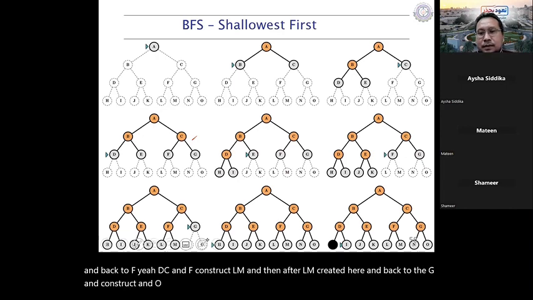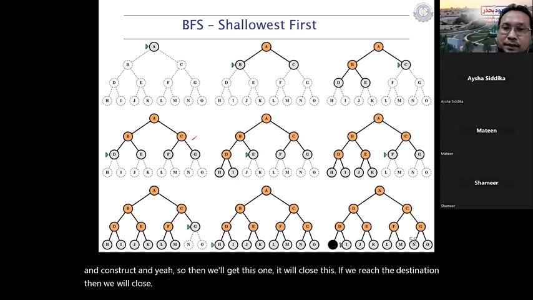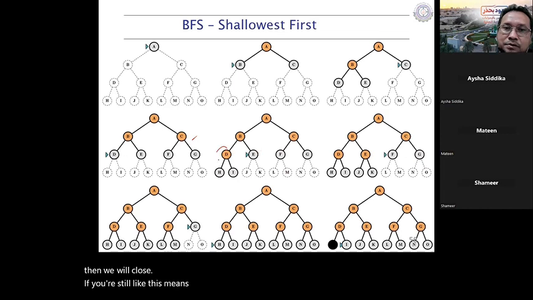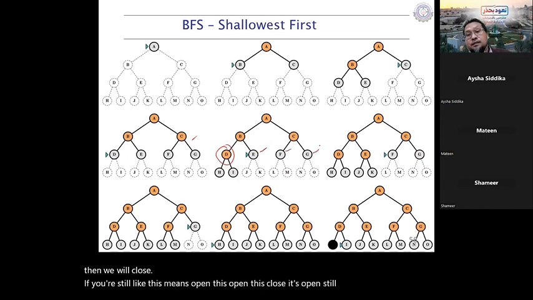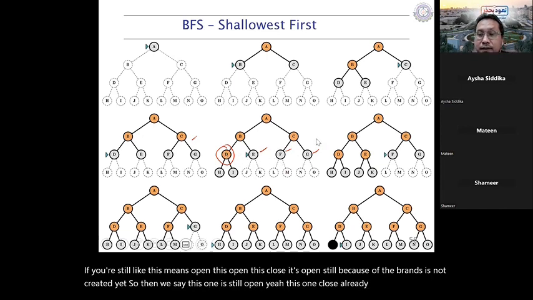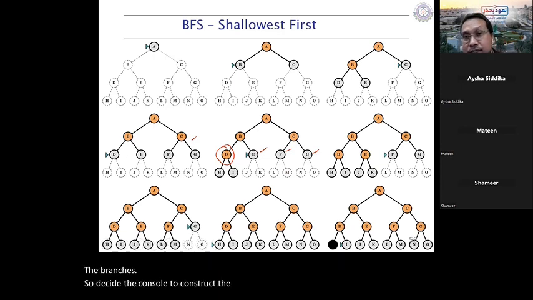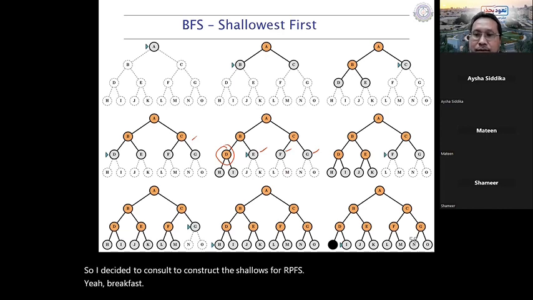Then if it reaches the destination, we close. If a node is still open, it means its branches are not created yet. This one is closed, because we already created its branches. So this is how to construct the shallowest first, or BFS, the breadth first search method.